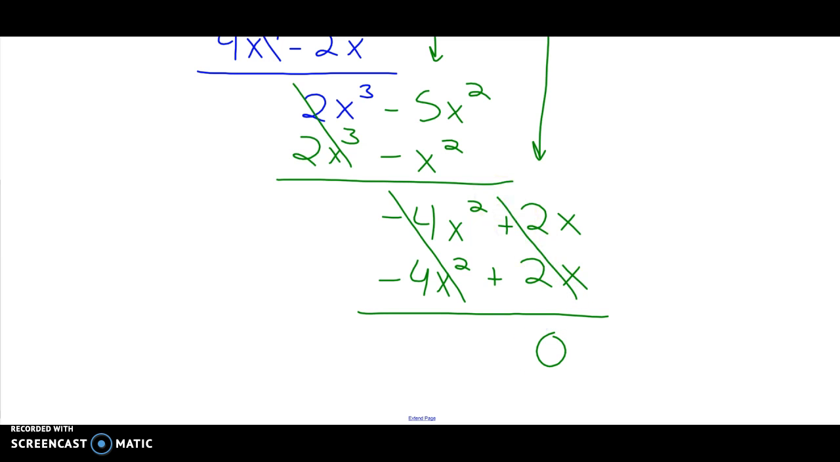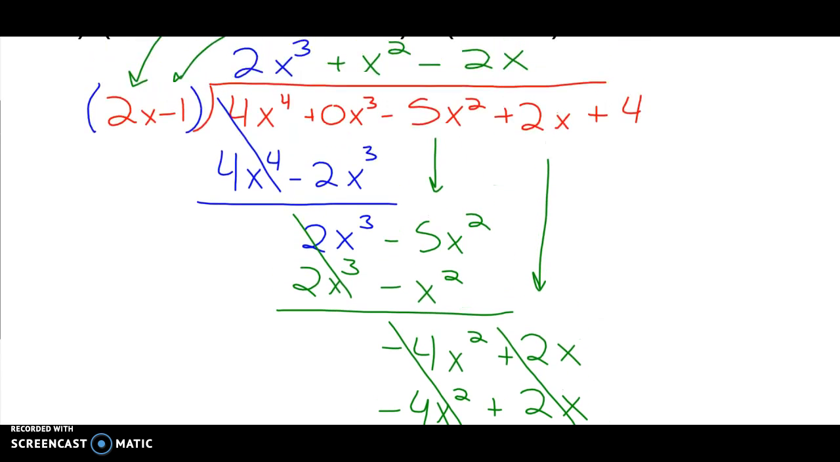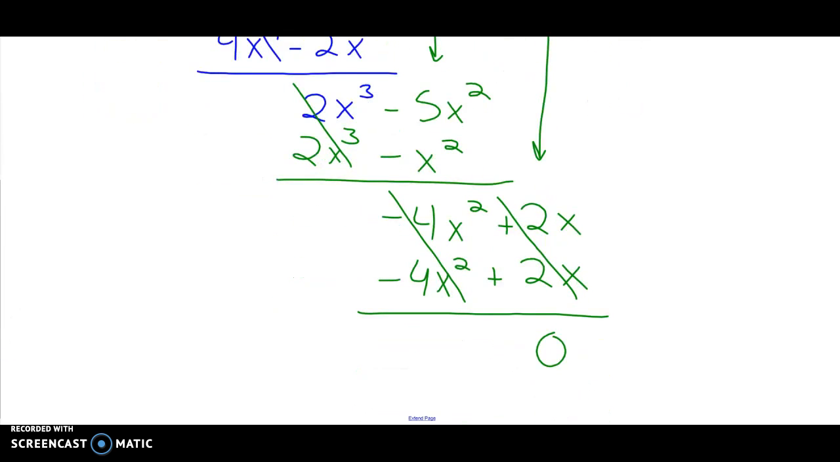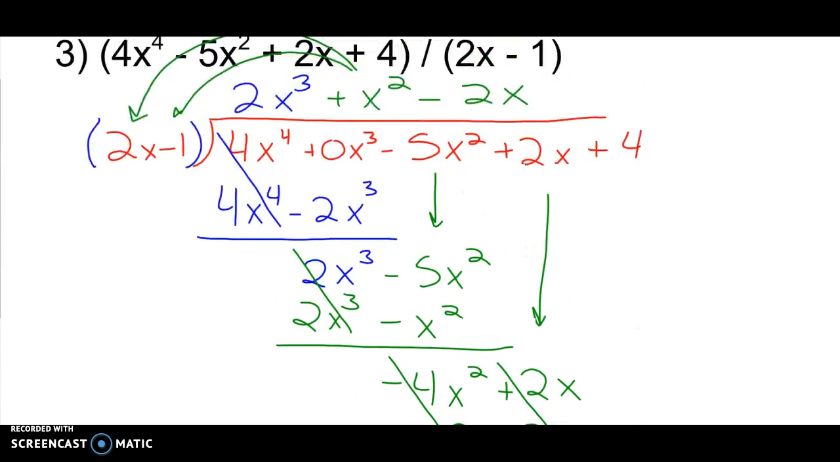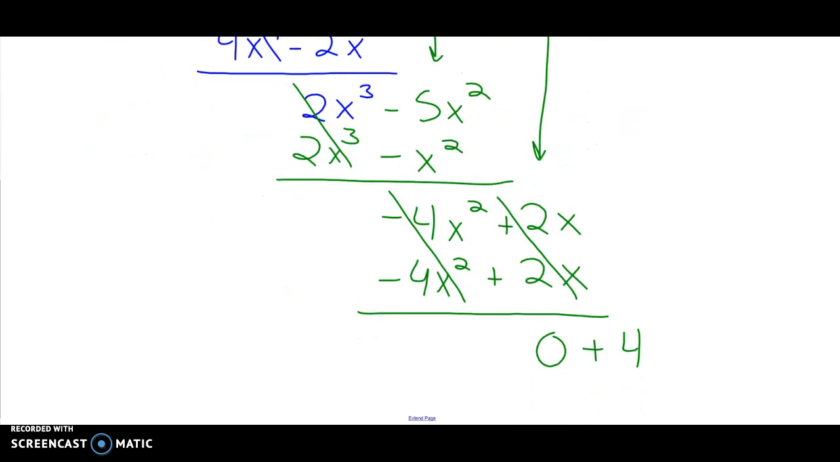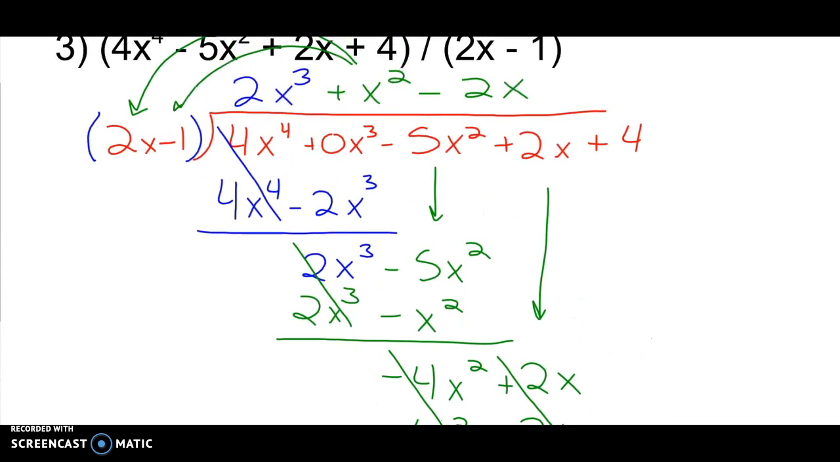And then we do have one more thing to bring down. We have a 4. So 0 plus 4. Now, what happens when this can't multiply into that? There's a remainder. That's the remainder. So what is my remainder? 0 plus 4 is 4. Now, do you remember what we do with the remainder? Don't you put that over the divisor? Divide the remainder over the divisor. This in front is what we call the divisor, 2x minus 1.